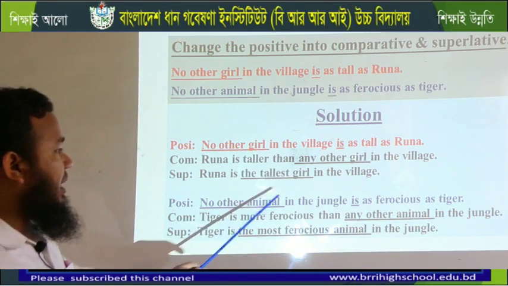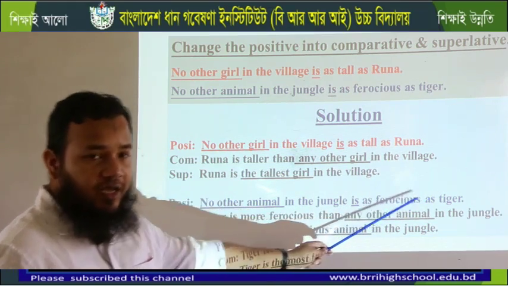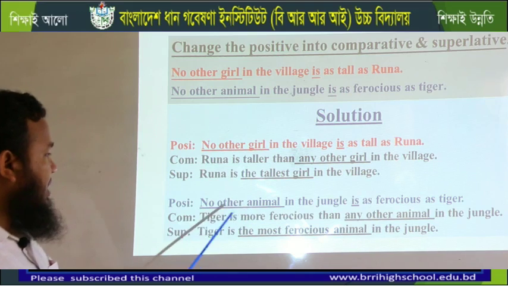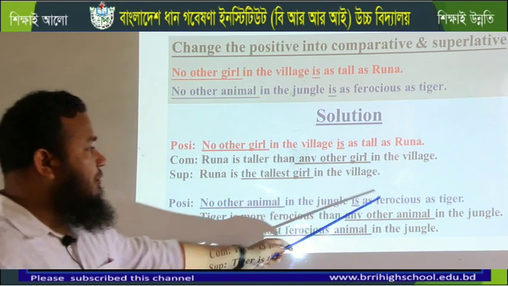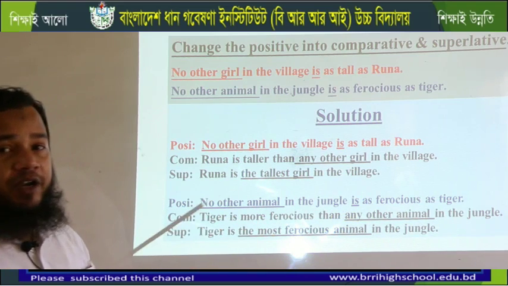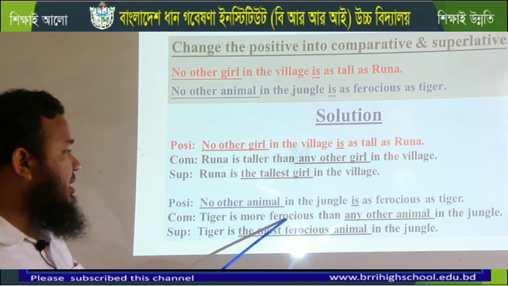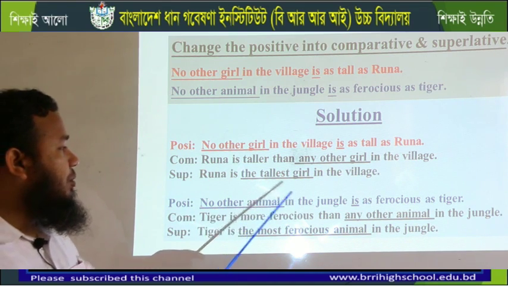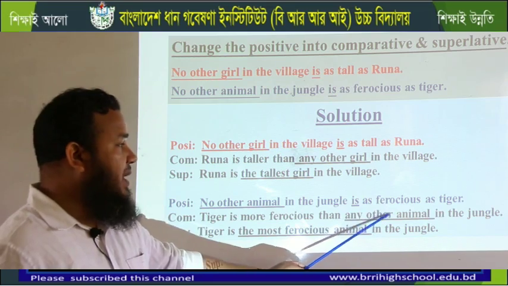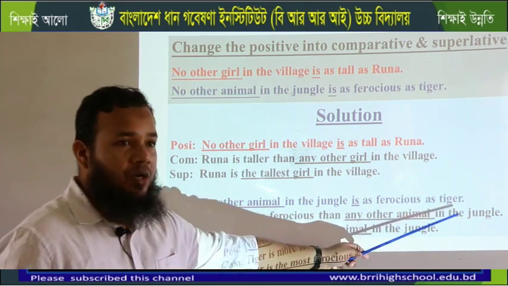Then comes, no other animal in the jungle is as ferocious as the tiger. Here our subject is tiger and our verb is. The word ferocious is an adjective and its comparative form is more ferocious, so we are using more ferocious here. Then, since this sentence starts with no other animal, we use than any other, and then the other parts of the sentence, that is animal in the jungle.